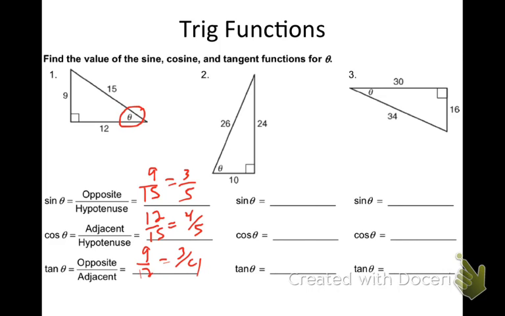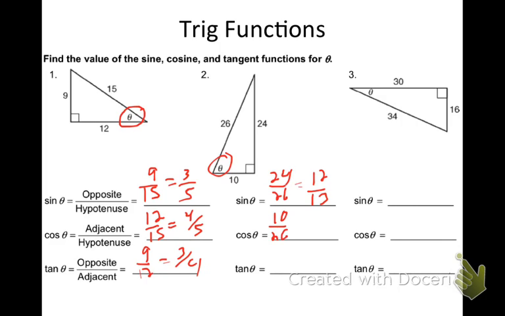All right, let's go a little bit quicker here. Number 2, sine of theta. Here's theta. What's the sine of theta going to be, Andy? 24 over 26. 12, 13. Nice job. Cosine of theta is going to be what, Phil?